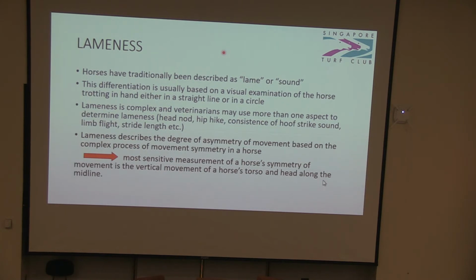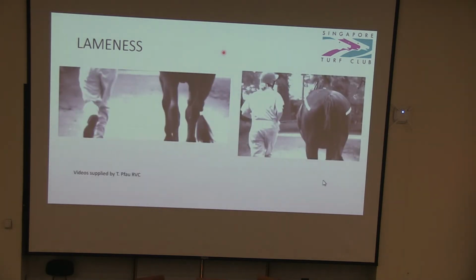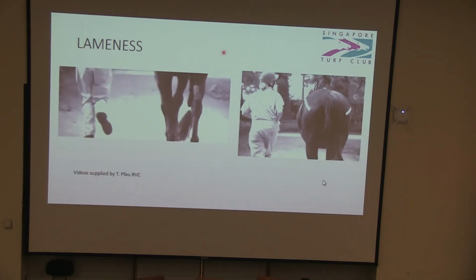And the most sensitive way to measure a horse's symmetry of movement is the vertical movement of the horse's torso and head along the midline. And that comes from a physics principle where when the hoof strikes the ground, if there's less force, there's more vertical movement, and that's best measured from the back line of the horse. So just the video, I hope you can all see this.